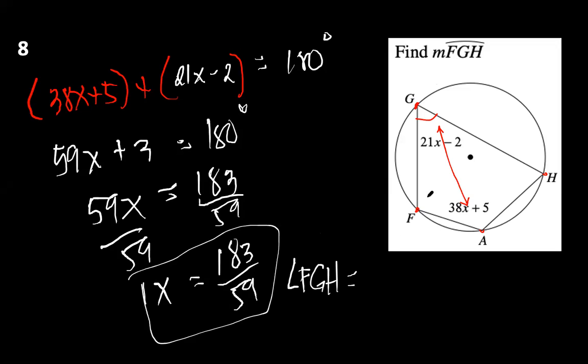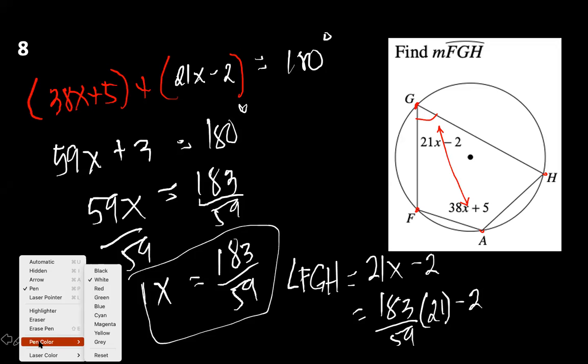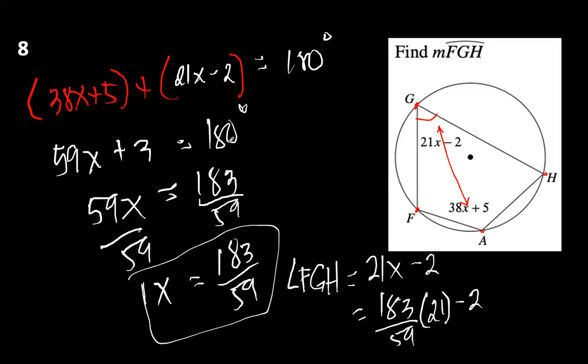So the measure of the angle FGH is equal to 21x minus 2. So that's 183 over 59 times 21 minus 2. Okay, so let's solve this. Oh, sorry, I think I got it wrong here. I do apologize. This is wrong. This must be 177, because we're subtracting. 177. Okay, let me erase.